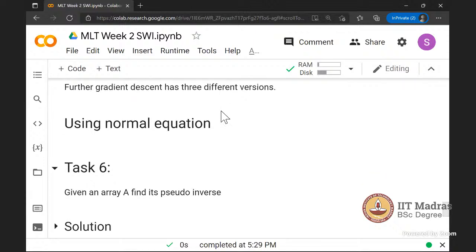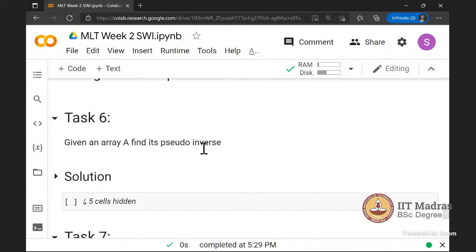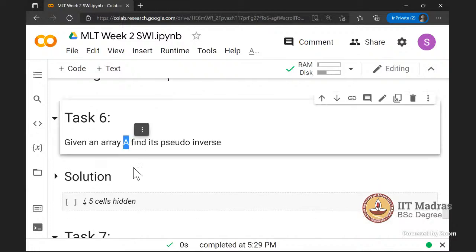Okay, let's work with the normal equation. Write a function which returns the pseudo-inverse of a matrix A. You can assume that A is a numpy array.